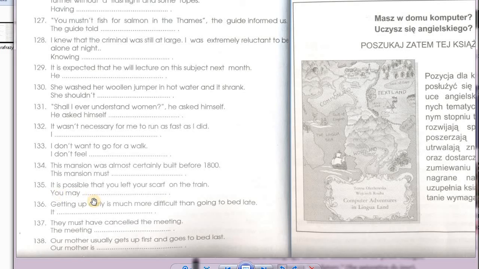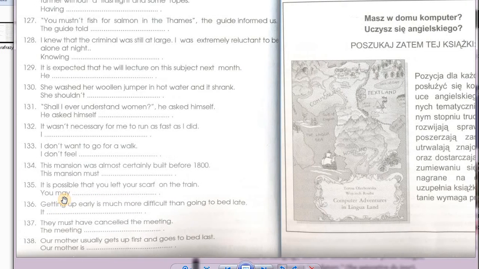135. It is possible that you left your scarf on the train. You may have left your scarf on the train. Now we are again referring to a past situation and we are expressing probability. So again we are going to use the verb may and then have and then the third form. You may have left your scarf on the train. I strongly recommend that you revisit this section on our YouTube channel and rewatch this episode.